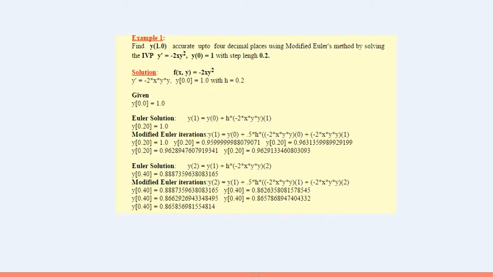Then we put this answer in the Euler's formula and solve it and we get the answer 0.88. Then we put y(0.40) in the modified Euler's iterations and we repeat the steps until we get the most accurate answer. So our answer is 0.8626. Next step we get the answer 0.866. Here we can see that our answer is improving step by step. So for 0.40 we get the answer 0.865, and in the next step we get the answer 0.865.